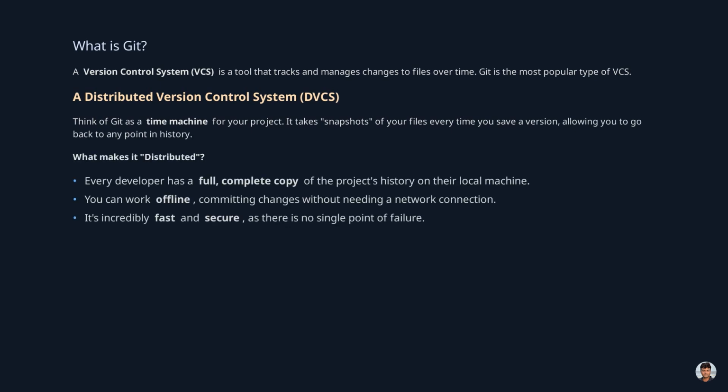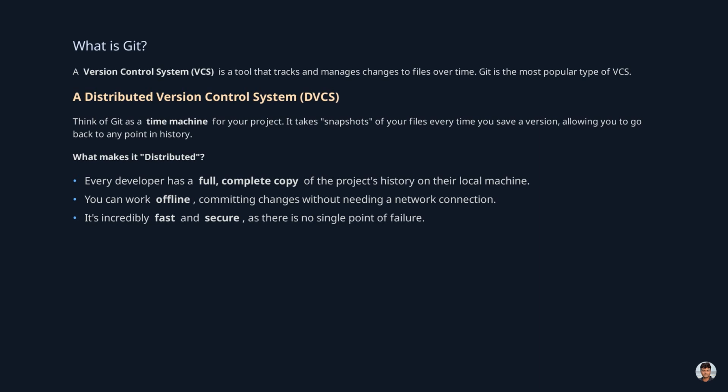So how does Git solve all those problems we just talked about? At its core, Git is a version control system, or VCS. Think of it simply as a program that tracks every single change made to your project's files over time. It's like a super-powered undo button for your entire project. More specifically, Git is a distributed version control system, and this is its most important feature.